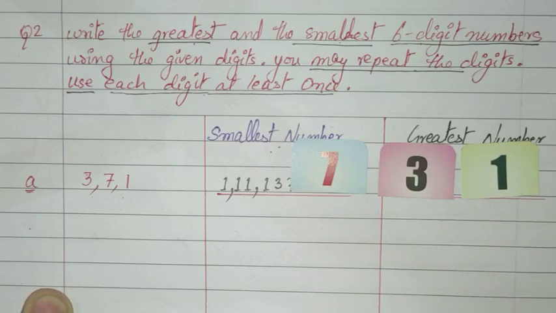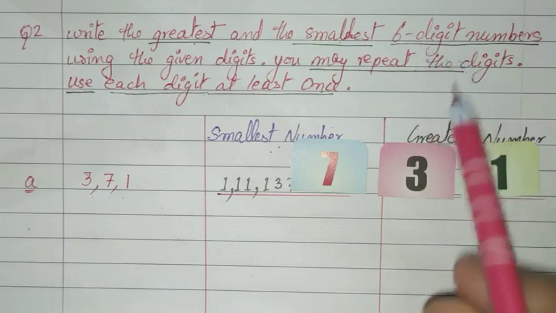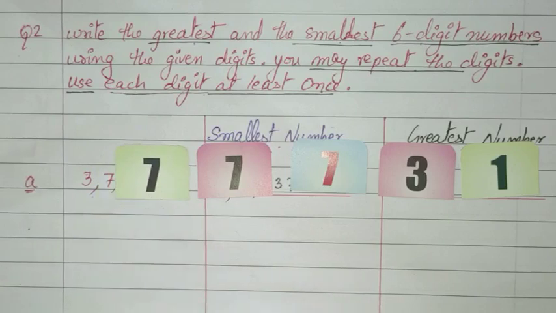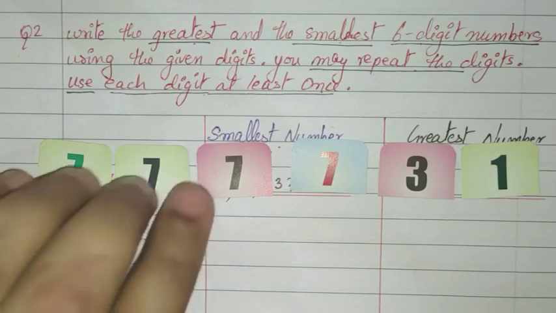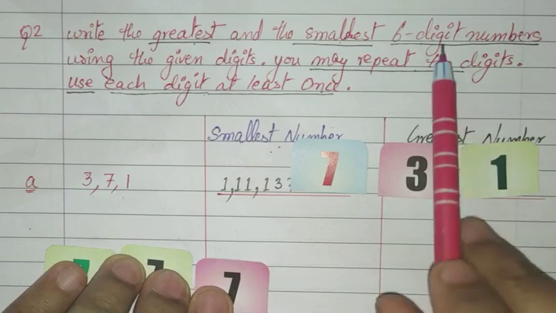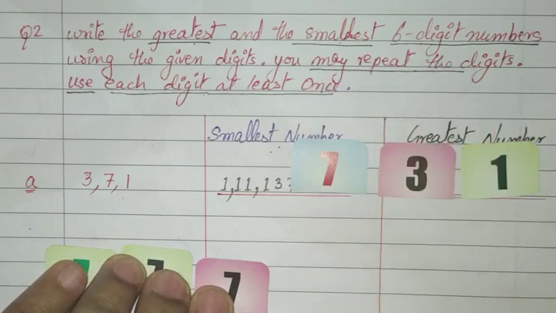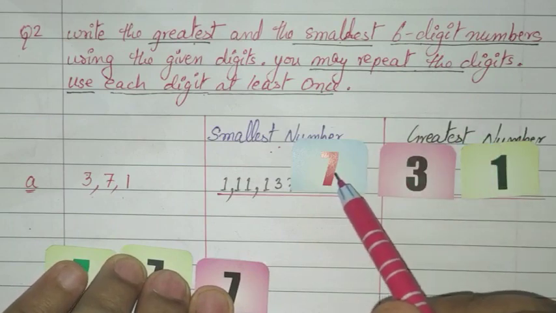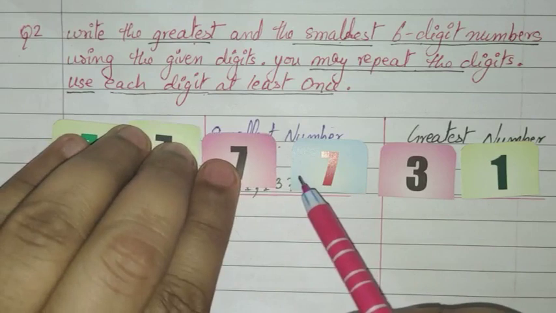Now repeat the greatest digit. How many times do you have to repeat the greatest digit? You have to form the 6-digit number, and 3 digits are here. You need 3 more digits, and 3 more digits are 7, 7, and 7. Are you getting this? You were having only 3 digits and you have to form 6-digit number. You may repeat the digit. Which digit you have to repeat? If you have to form the greatest number, you have to repeat the greatest digit on the extreme left, like this.